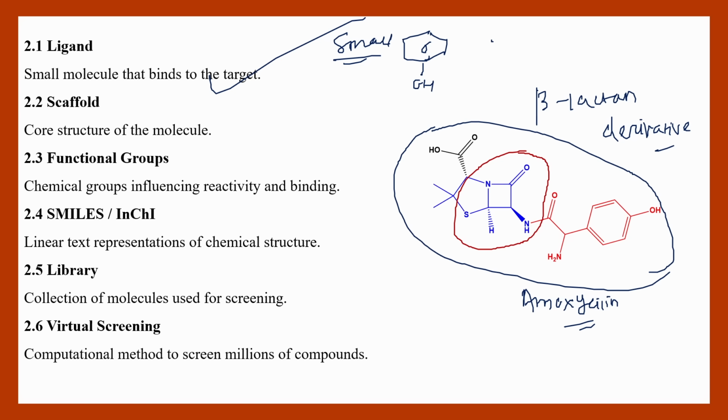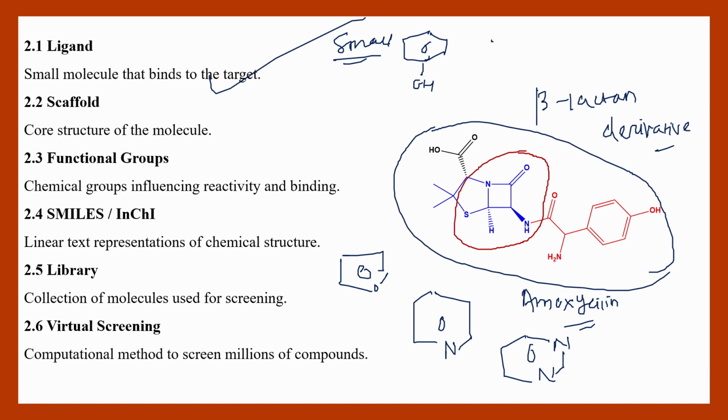We have many other scaffolds as well. Let's suppose we have here pyridine. It is a scaffold. Then we have this structure. These are some heterocyclic structures. Let's suppose furan is there. Pyrimidine is there.